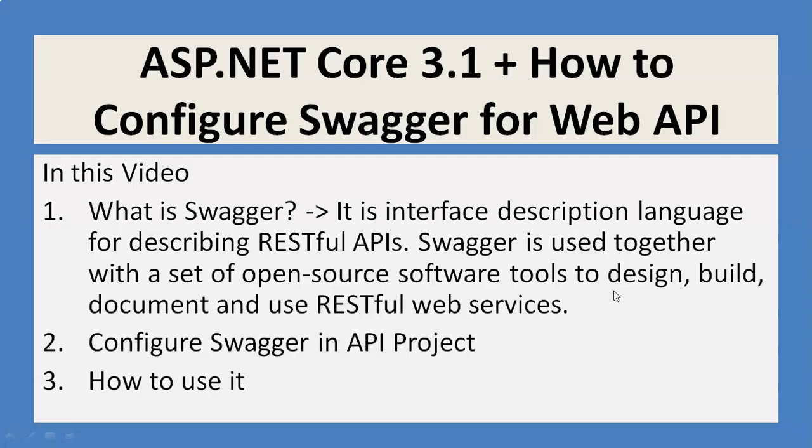So Swagger is an interface description language for describing RESTful APIs, and it is used together with a set of open source software tools to design, build, document and use RESTful web services. So basically it is used to describe what the requests and responses of the APIs are. I will show you how to use it in our web API project.